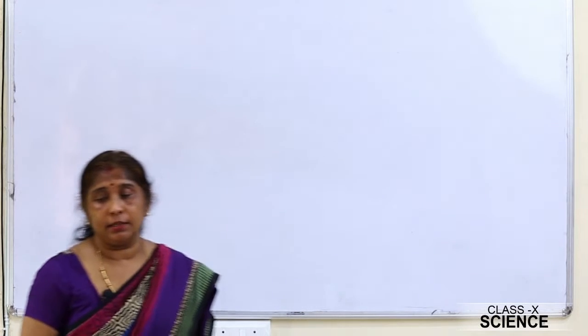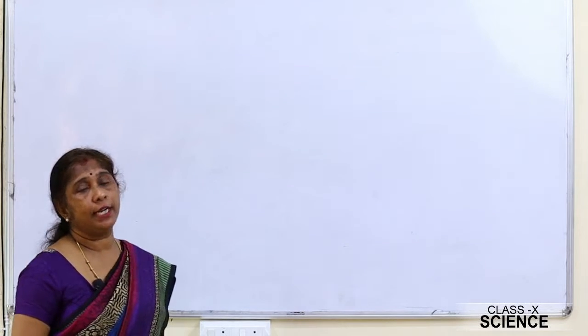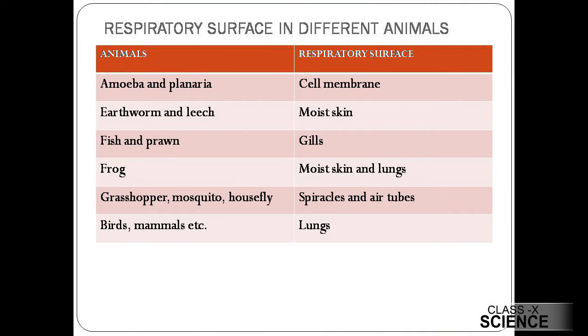Now let us see the respiratory surfaces in different animals. For amoeba and planaria, the respiratory surface is the cell membrane. Earthworm and leech, it is moist skin. Fish and prawn, it is gills. For frog, it is moist skin and lungs. For grasshopper, mosquito and housefly, it is spiracles and air tubes. For birds and mammals, it is lungs. So these are the different respiratory surfaces in different animals.